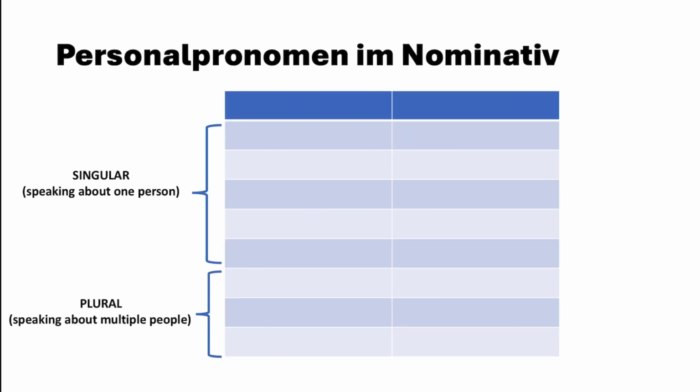When using personal pronouns, there's two things to consider. One thing to consider is if you are in a singular case or a plural case. Singular being you're speaking about one person, plural meaning you're speaking about multiple people. So let's go through the personal pronouns. Let's start with the singular ones.